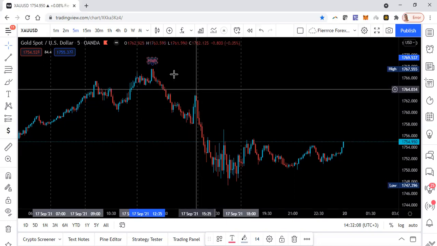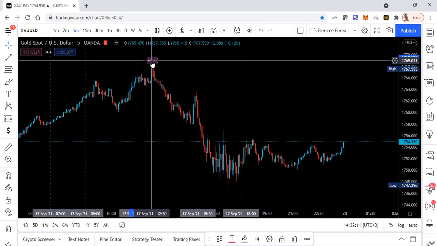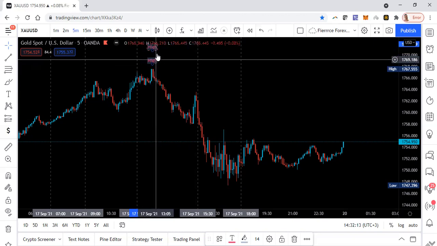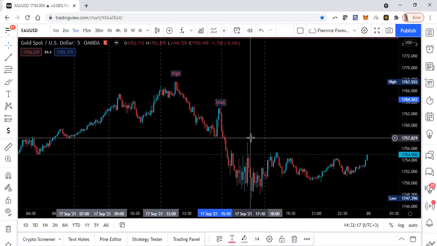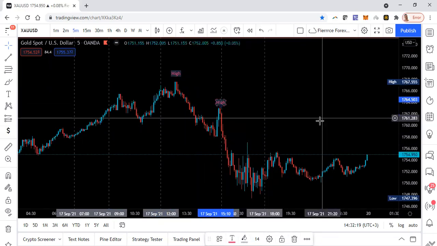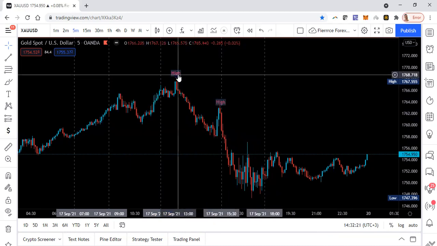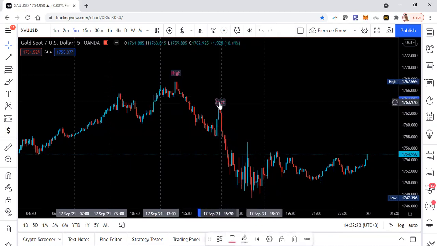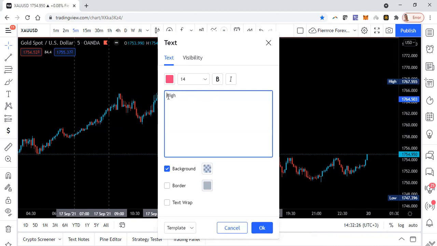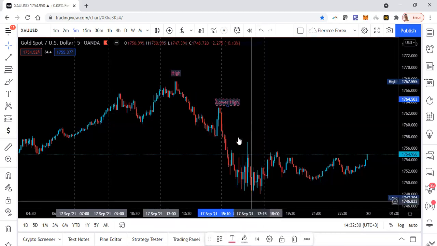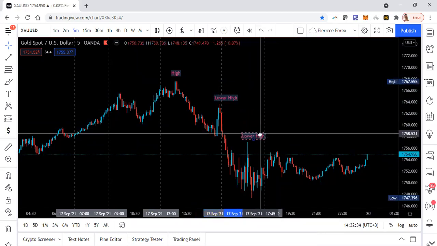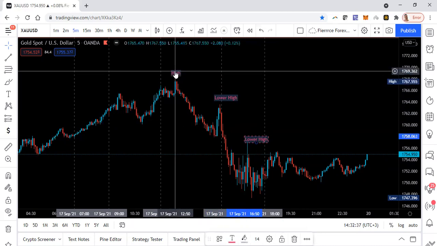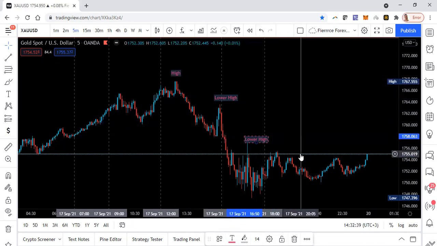Formed another high here. Formed yet another high, but this high was lower than this one. So this is now the lower high. Now, if we look at it like that, we're on a downtrend. So on a downtrend, all we see is lower highs, lower highs, lower highs.